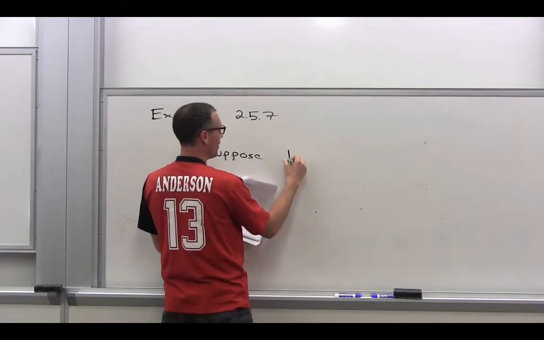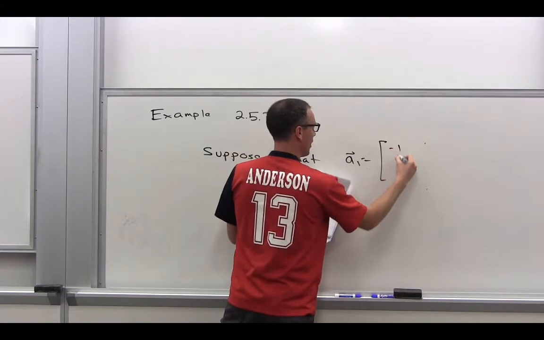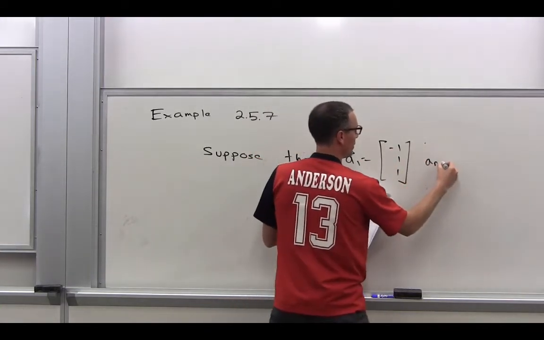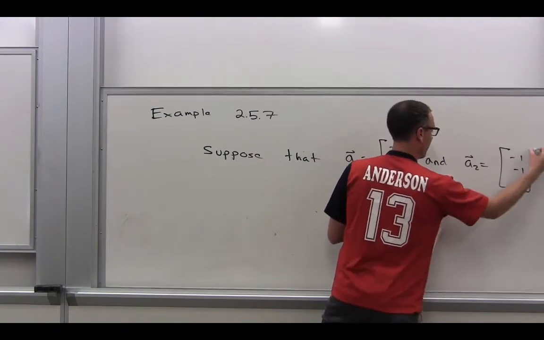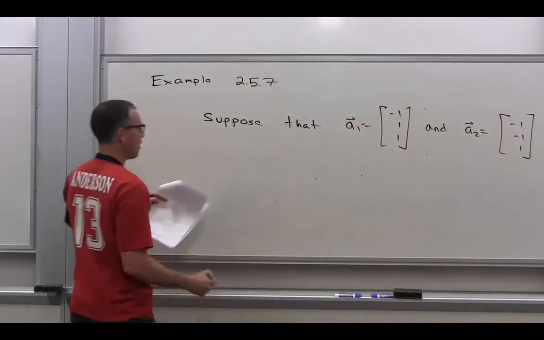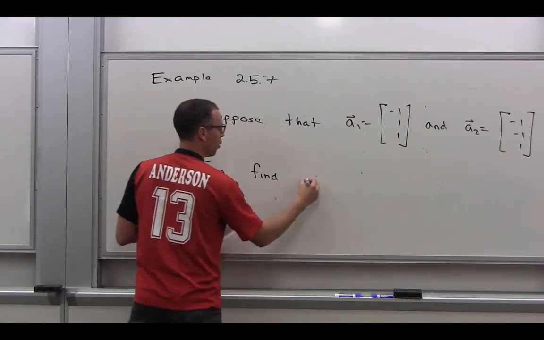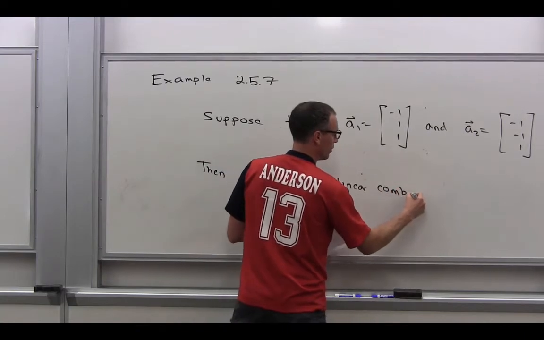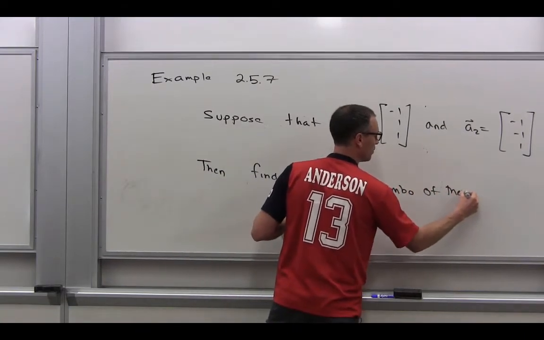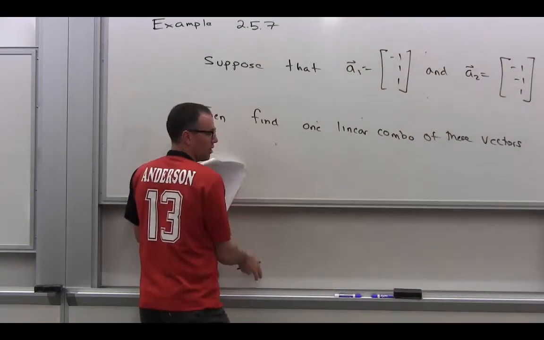Okay, suppose that A1 is negative 1, 1, 1, and A2 is negative 1, negative 1, 1. Then, find one linear combo of these vectors. Okay. What's a linear combination?